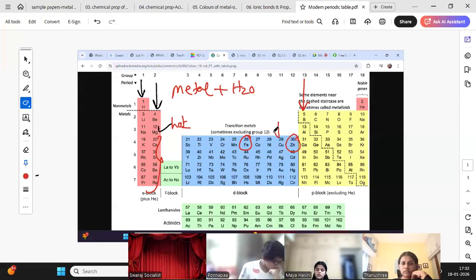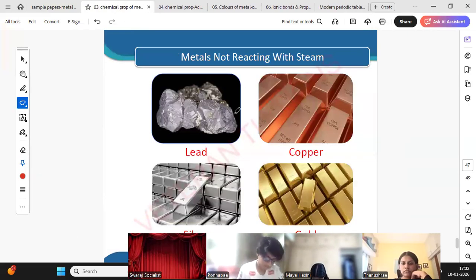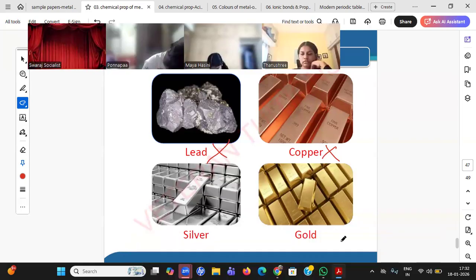Now, sir, what about the copper? What about the silver? What about the gold? Silver and gold are also important, right? Are they mixing with hot water or steam at least? The answer is nothing, student. Metals not at all reacting with steam: copper doesn't react with steam, lead doesn't react with steam, silver doesn't react with steam, gold doesn't react. How to remember this, sir?